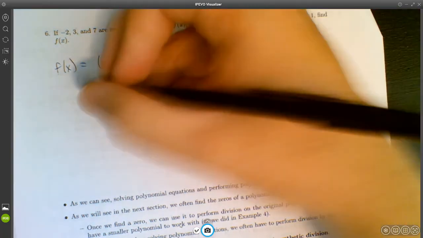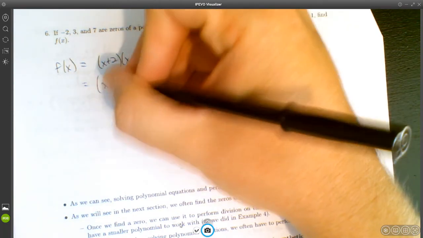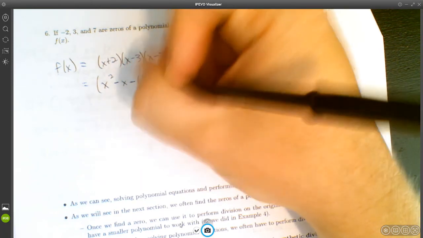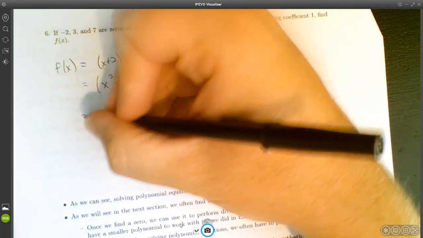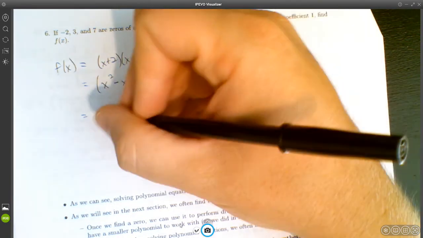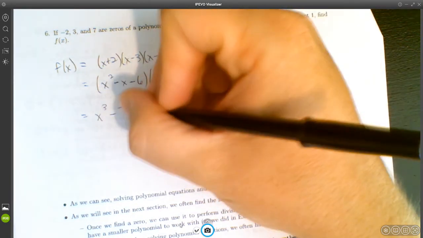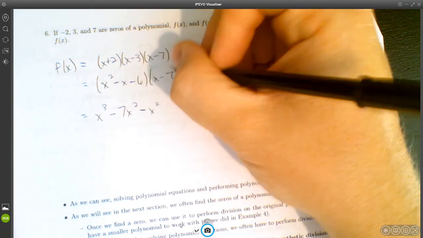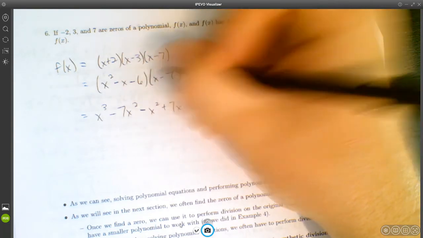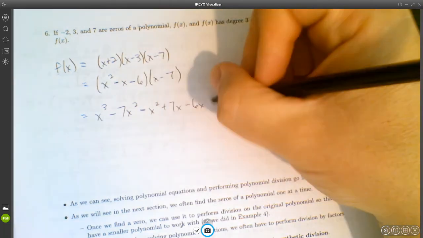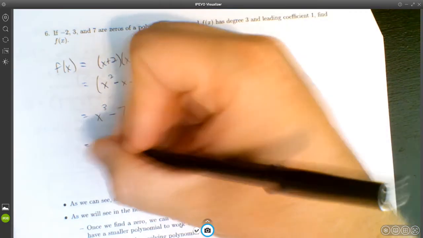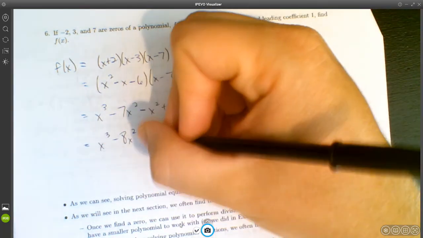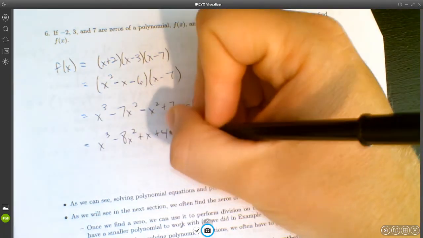And we could multiply this out, right? We get x squared minus 3x plus 2x minus 6. And then we can FOIL that out further. We would get x cubed minus 7x squared minus x squared plus 7x minus 6x plus 42. That's x cubed minus 8x squared plus x plus 42.